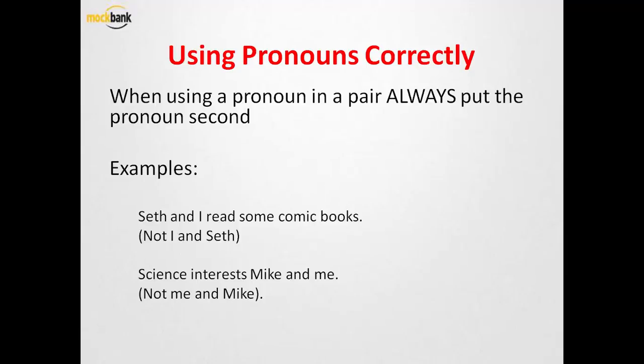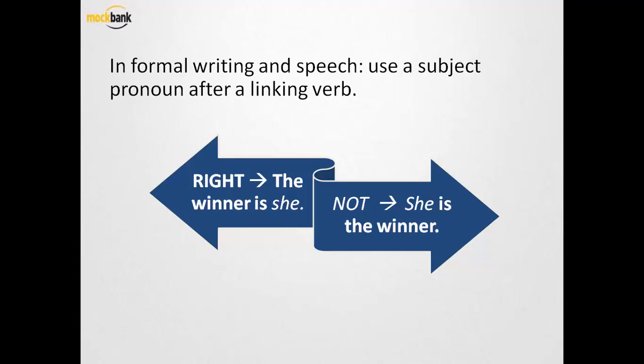When using a pronoun in a pair, always put the pronoun second. Example, Seth and I read some comic books. This is the correct way to write the sentence, and not I and Seth. Science interests Mike and me. You will not write this sentence as science interests me and Mike. In formal writing and speech, use a subject pronoun after a linking verb. The better way to write the sentence would be, the winner is she, and not the winner is her. Remember, over here I am only talking about formal writing pieces.